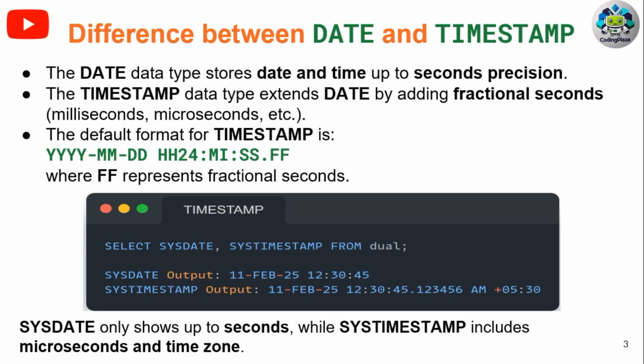The date data type stores only date and time, as we explained in the earlier video. Time is stored only up to seconds, that is, up to second precision. The timestamp data type extends date by adding fractional seconds like milliseconds, microseconds, etc.